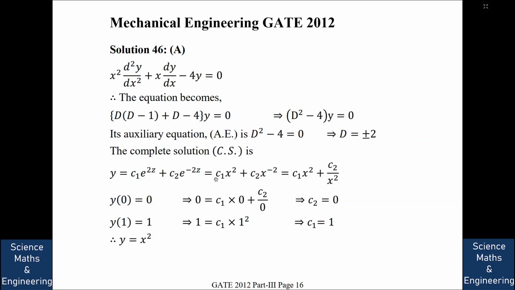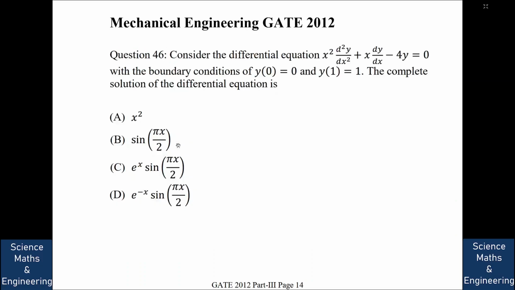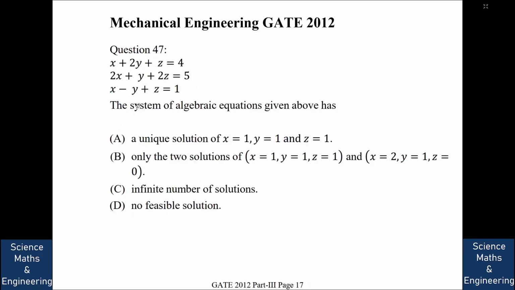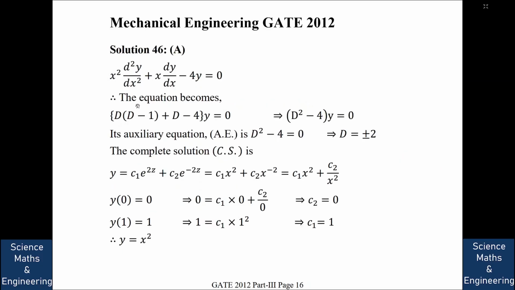Now after this complete solution, we will put the value of x here. What is the value of z? See, x equal to e to the power z, right? So from here, when we put it, we get c1 into x square plus c2 into x to the power minus 2. So y equal to c1 x square plus c2 by x square.